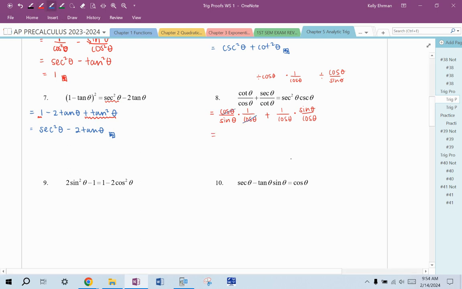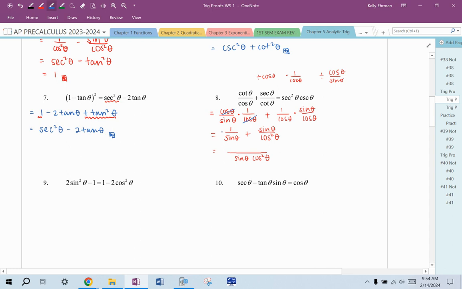Cosine over cosine divides to 1. Nothing cancels over here, so here's what I have now. 1 over sine theta plus sine theta over cosine squared theta. Now that I've simplified these fractions as much as I can, I want to add them together. So the common denominator would be sine theta times cosine squared theta.